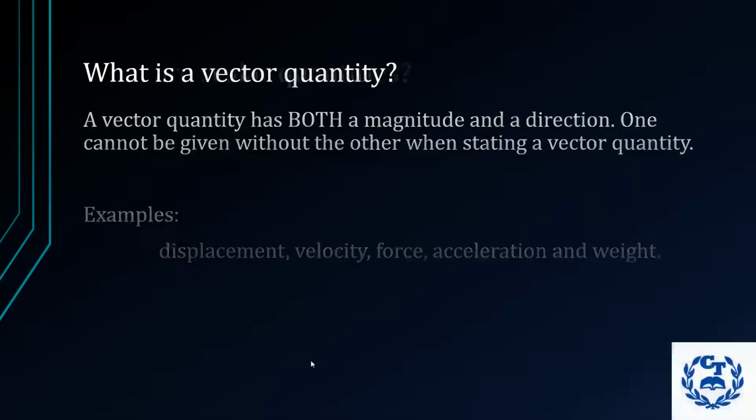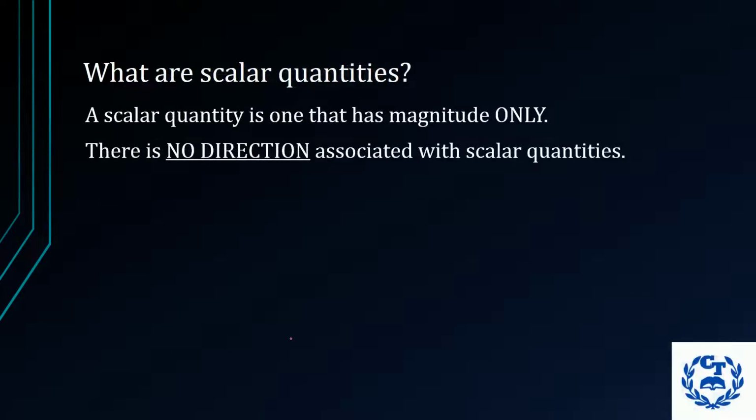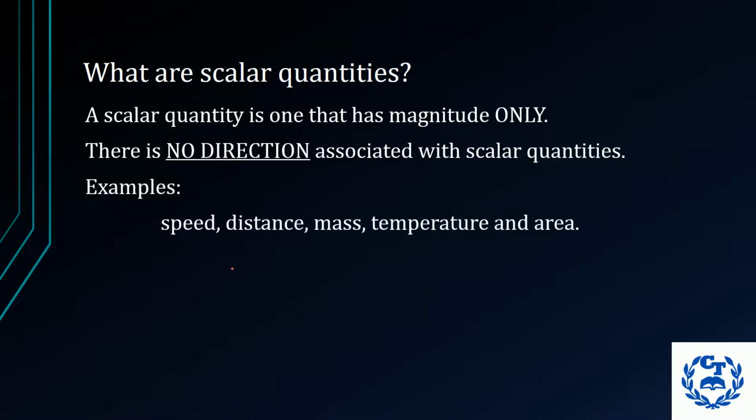So what is a scalar quantity then? A scalar quantity is a quantity that has a magnitude only. There is no direction associated with scalar quantities. Some examples are speed, distance, mass, temperature, and area.